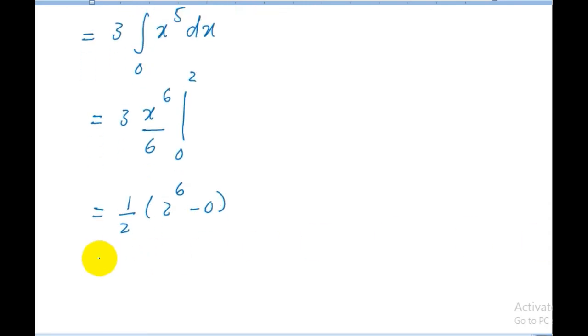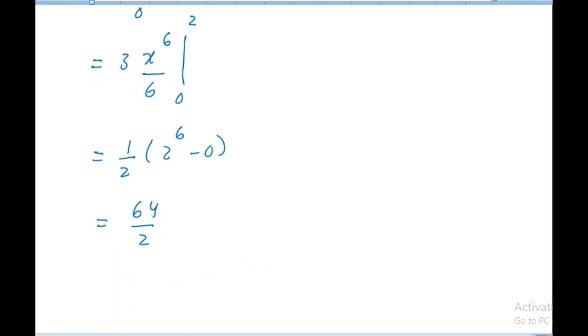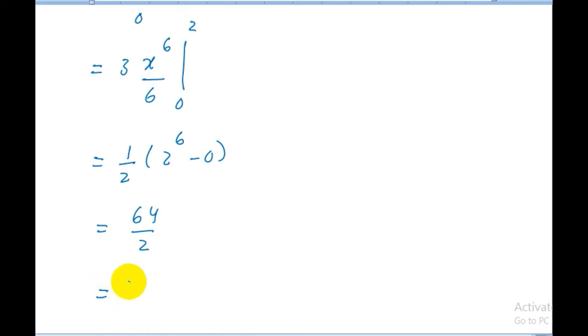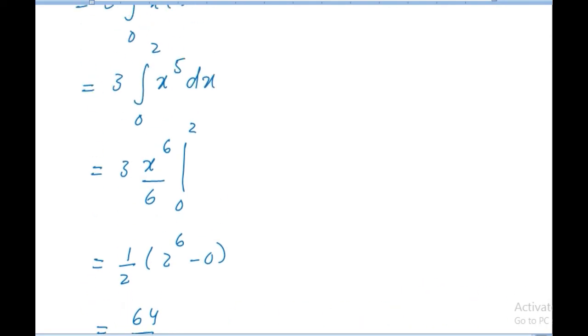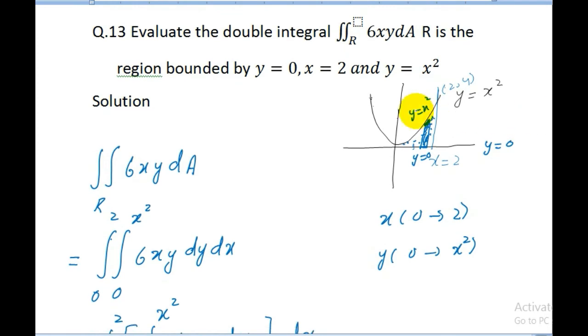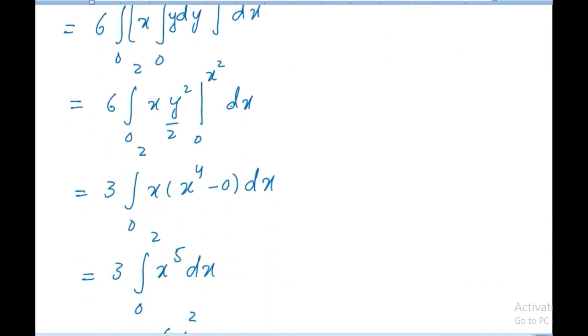2 to the power 6 is equal to 64, so 64 upon 2 is equal to 32. So the double integral over this region is equal to 32 units.